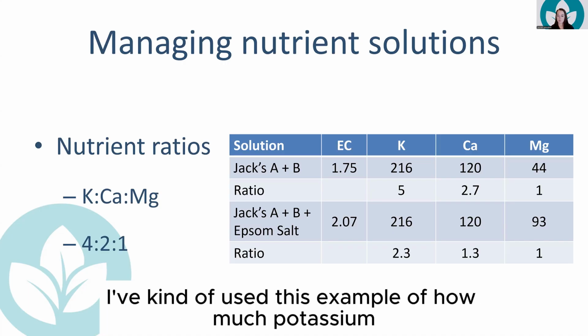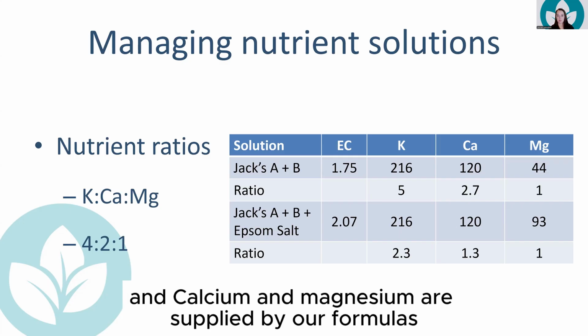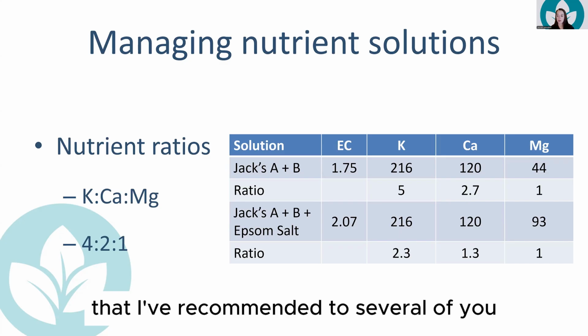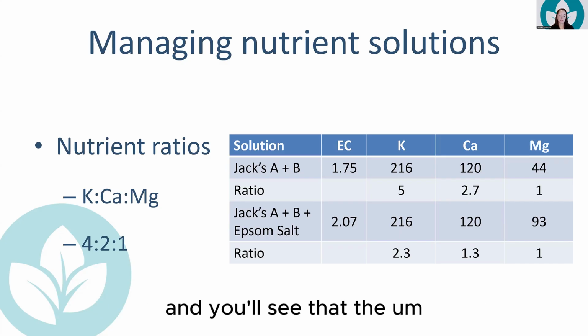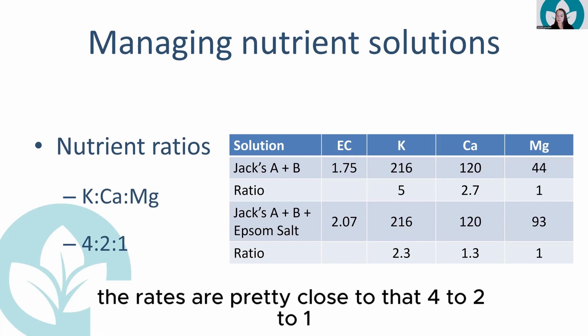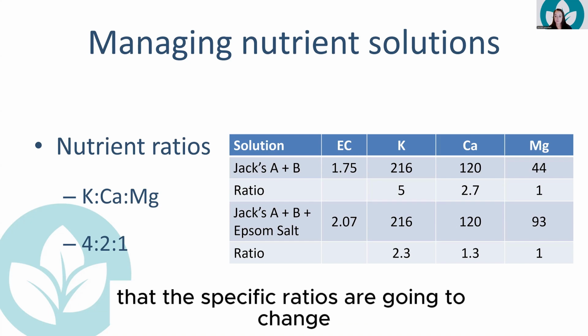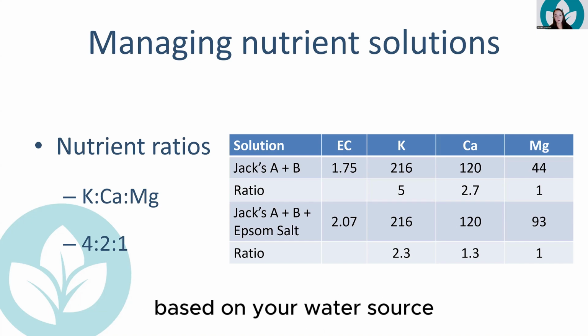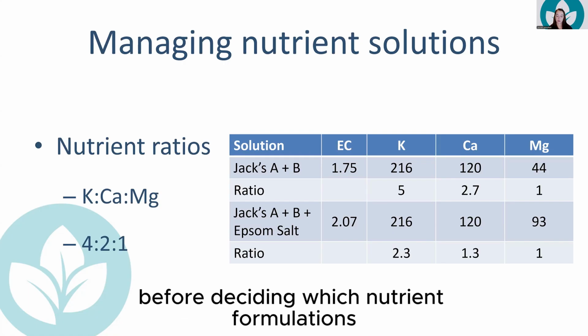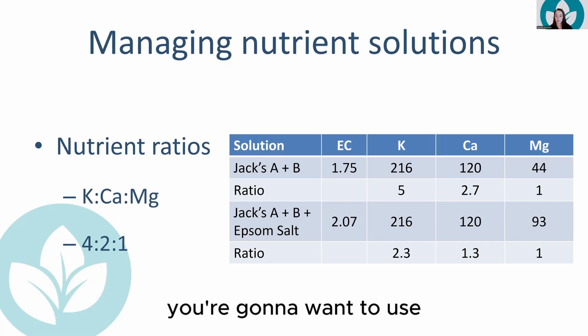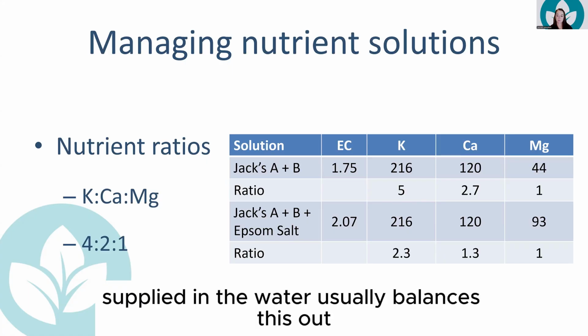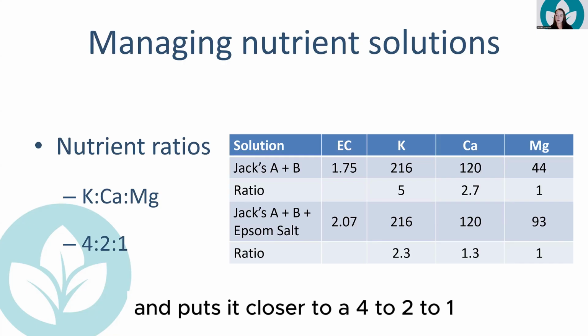So I've used this example of how much potassium and calcium and magnesium are supplied by our formulas that I've recommended to several of you. And you'll see that the rates are pretty close to that 4 to 2 to 1, but keep in mind that the specific ratios are going to change based on your water source. So always get your water tested before deciding which nutrient formulations you're going to want to use, because the amount of calcium and magnesium supplied in the water usually balances this out and puts it closer to a 4 to 2 to 1.